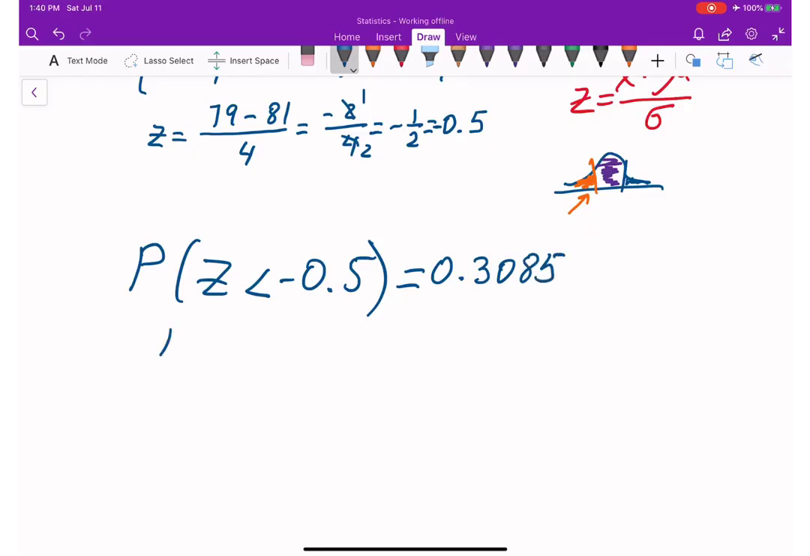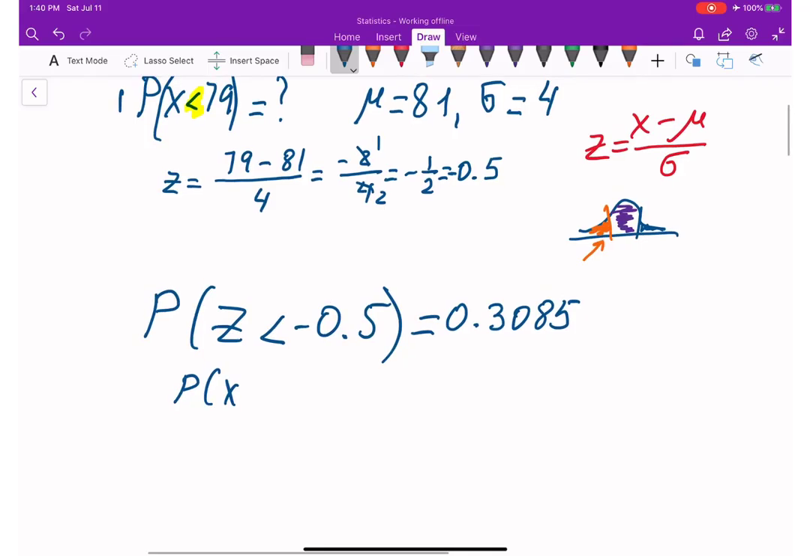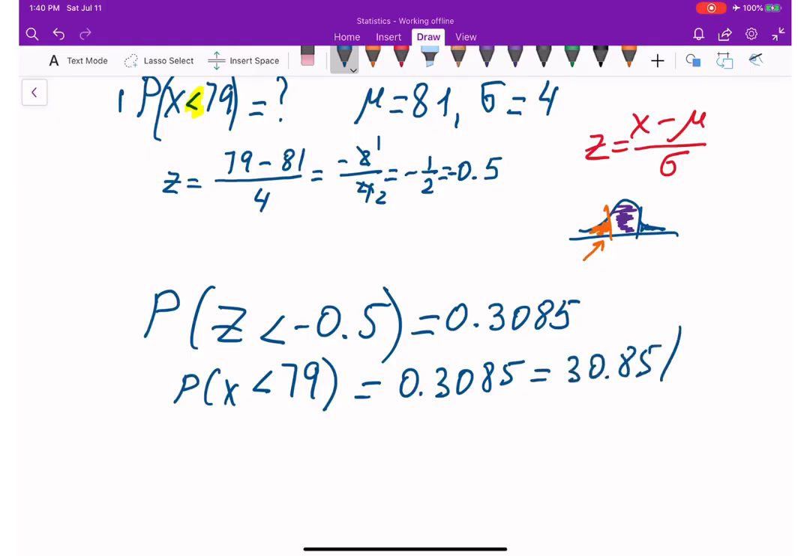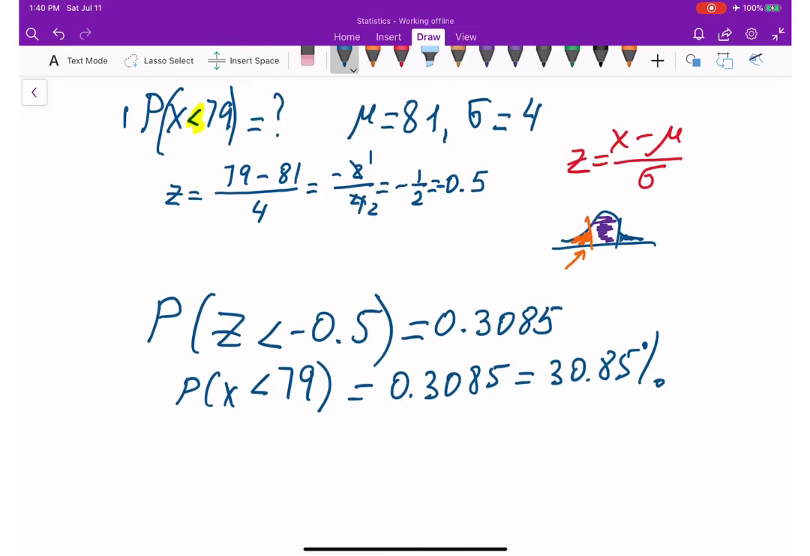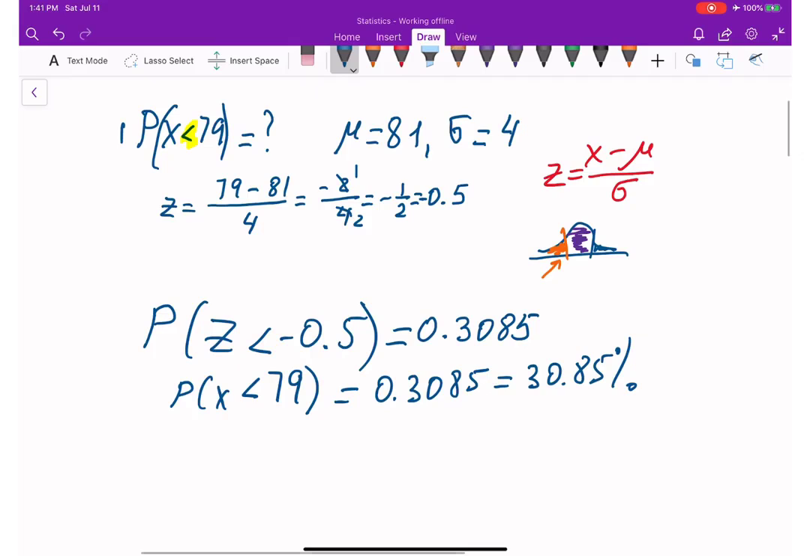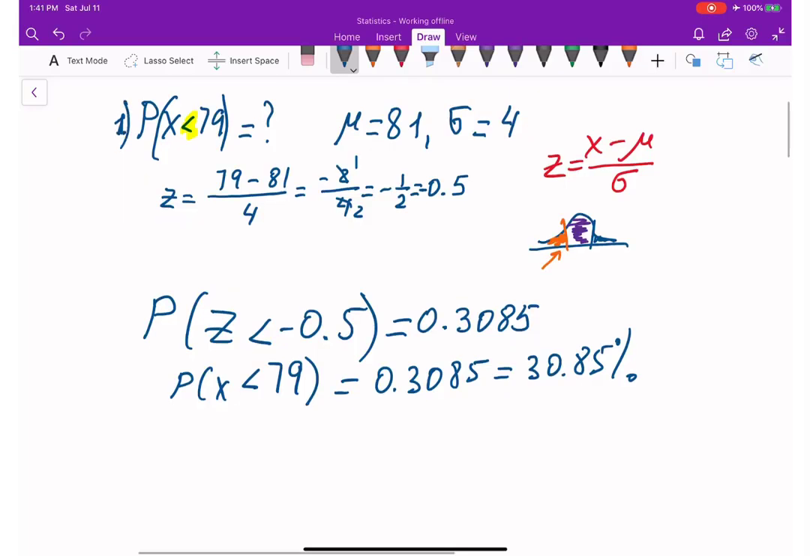That means probability of x less than 79, okay, is equal 0.3085, which means 30.85%. So there is almost 31% that x is less than 79. All right, so this is first problem. Moving to next one.